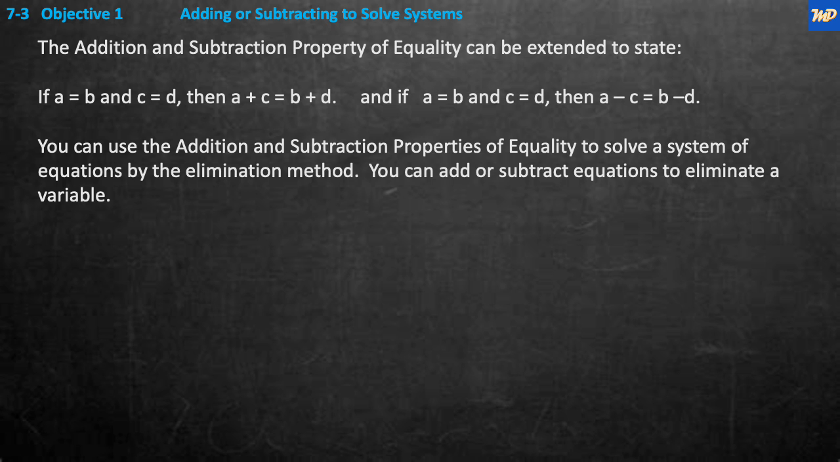Okay, objective 1, adding or subtracting to solve a system. The addition and subtraction property of equality can be extended to state if A equals B and C equals D, then A plus C is equal to B plus D. If A equals B and C equals D, then A minus C is equal to B minus D. We've actually seen that in the past, haven't we? You can use the addition and subtraction properties of equality to solve a system of equations by the elimination method. You can add or subtract equations to eliminate a variable. Okay, let's take a look at one of those.